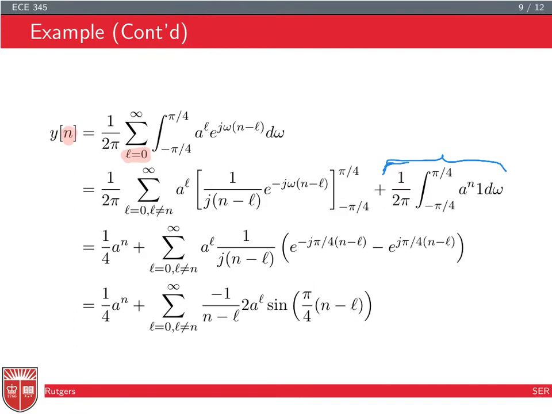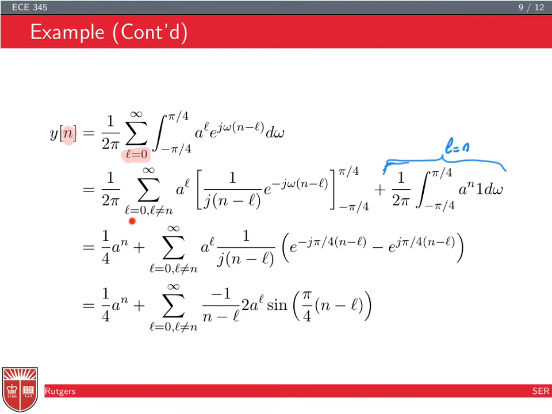So this is the case when L is equal to n, and in this case this factor, n minus L, is 0, so e to the j omega (n minus L) is 1, so this becomes the integral between minus pi by 4 and plus pi by 4 of a n times 1 d omega. So this part is the easy part. And the remaining part is all the remaining sum minus that case. That's why I have to single out L equal to n.